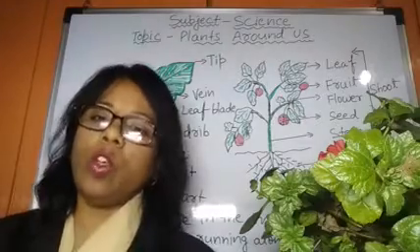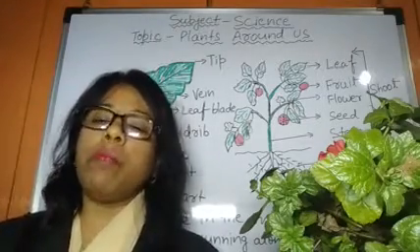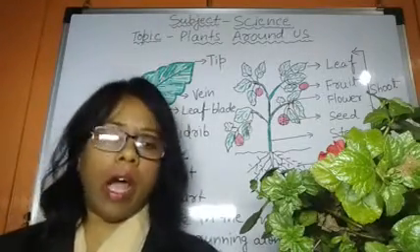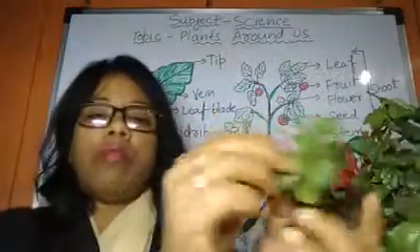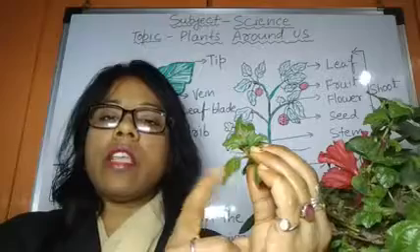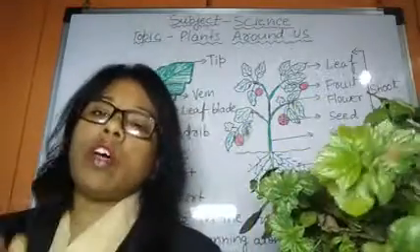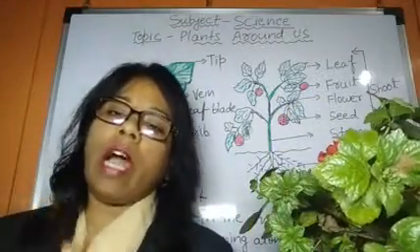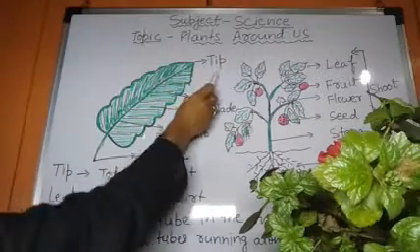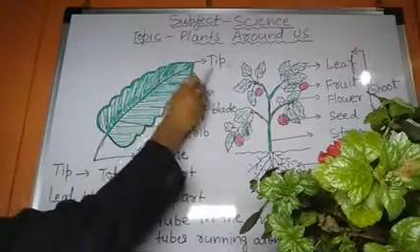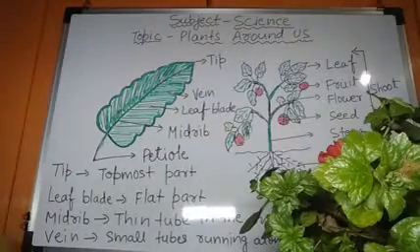Now we are going to know about the most important part of a plant. That important part is the leaf of a plant. So first of all, we will learn what the parts of a leaf are. The leaf has a tip. The topmost part of a leaf is known as the tip.